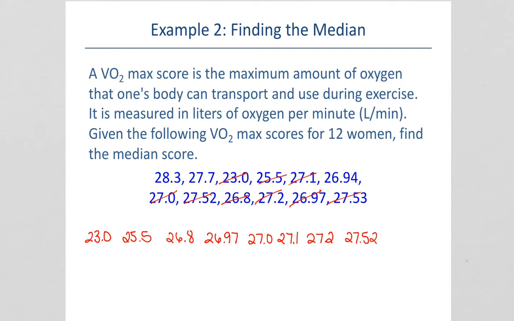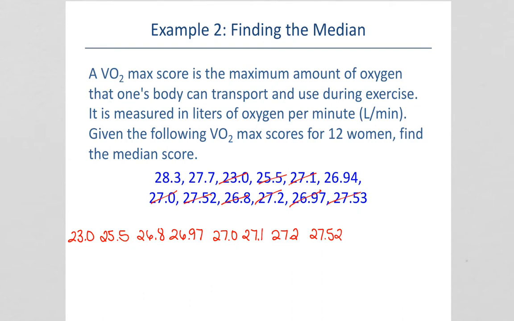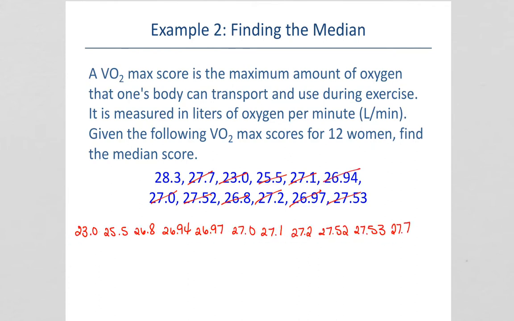Oh, let me pause and rearrange this a bit so I can fit them all on one line. Okay, hopefully I can fit them all on here now. Then there's 27.53. We said 27.7. Oh, I missed one. Missed 26.94. So okay, got it. And then the last one is 28.3.